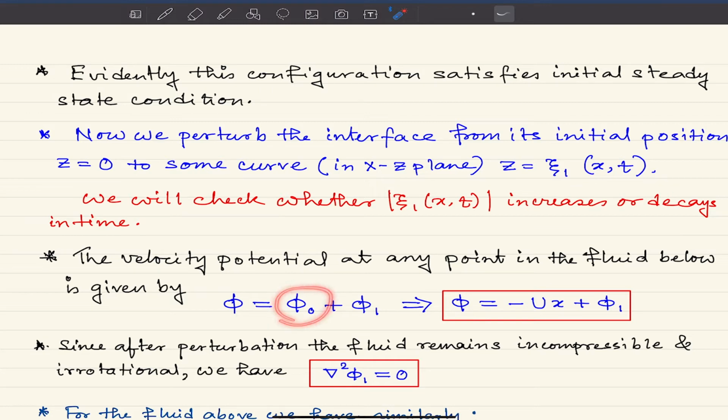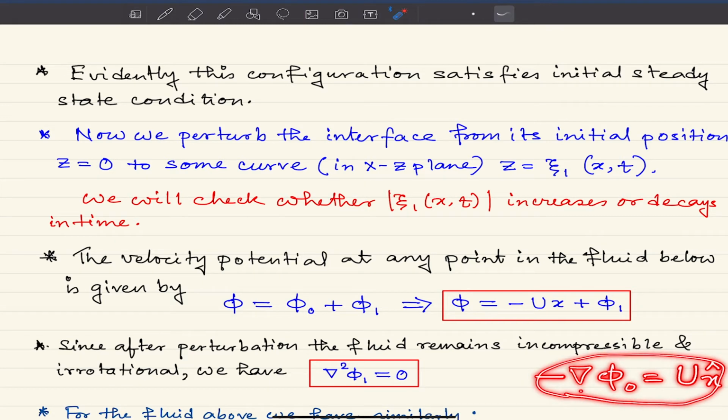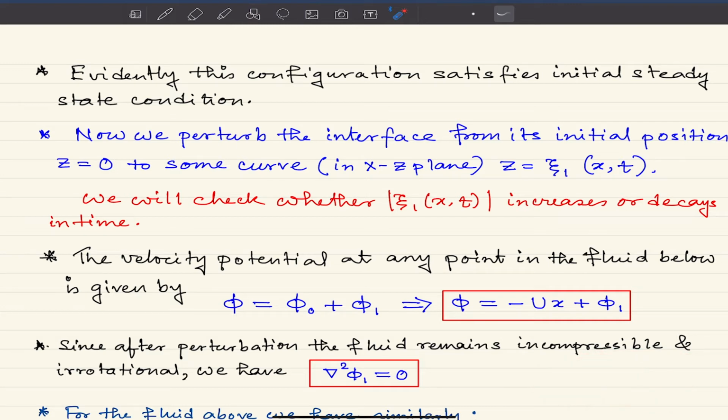And this phi 0 is nothing but minus ux, because at the initial position you only have gradient of phi 0 which is equal to u x cap, there will be a minus. So if you correctly integrate that, here you will have only one component, d phi 0 dx, and that will be simply equal to minus u. So if you integrate properly, you will see that this will give you minus ux, and this is the initial part, this is the perturbed part, so the total should be written as this, as simple as that.